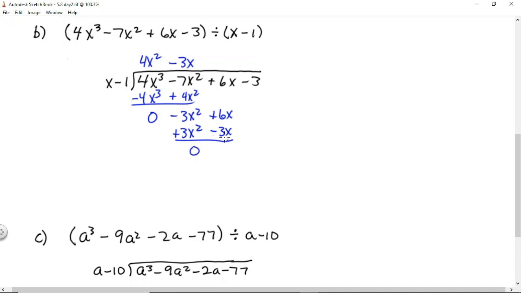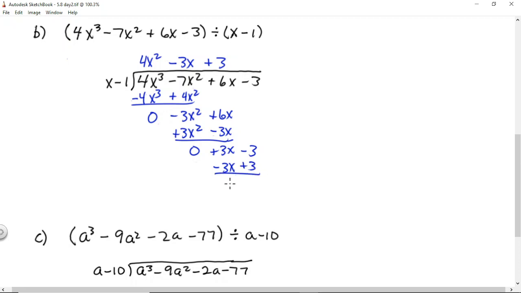We get our 0 here. We get positive 3x here. And now we bring down the negative 3. Okay, so how many times does x go into 3x? Well, that's just 3. And multiply. 3 times x is positive 3x. We write the opposite of that, negative 3x. 3 times negative 1, that's negative 3. Write the opposite, positive 3.